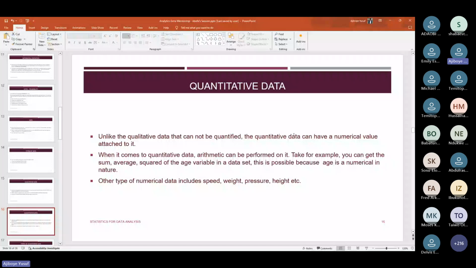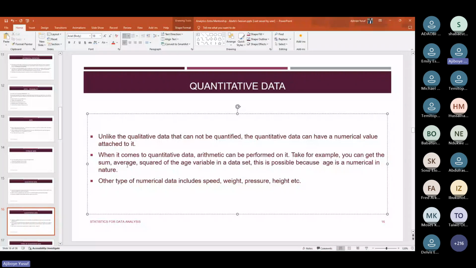Take for example, you can get the sum, the average, the square of age in a variable in your data set. If I'm 50 years old, and this guy is 20 years old, 50 plus 20 is 70. That makes sense. It means that the sum of our ages is 70. The difference of our ages is 30. It makes sense. And we can divide it and multiply it.